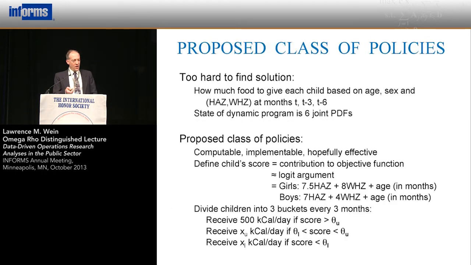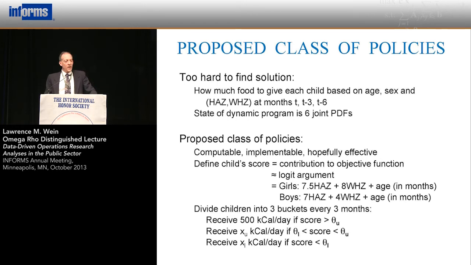Okay, so we come up with a rather simple policy, and because over 90% of the DALYs is due to childhood deaths, we simply use the logit argument in the logistic regression, and then we normalize it so it looks nice and simple. So, for example, for girls, we give them a score which is 7.5 times how short they are, plus 8 times how skinny they are, plus their age in months. And then we just prioritize all the kids according to the scores.